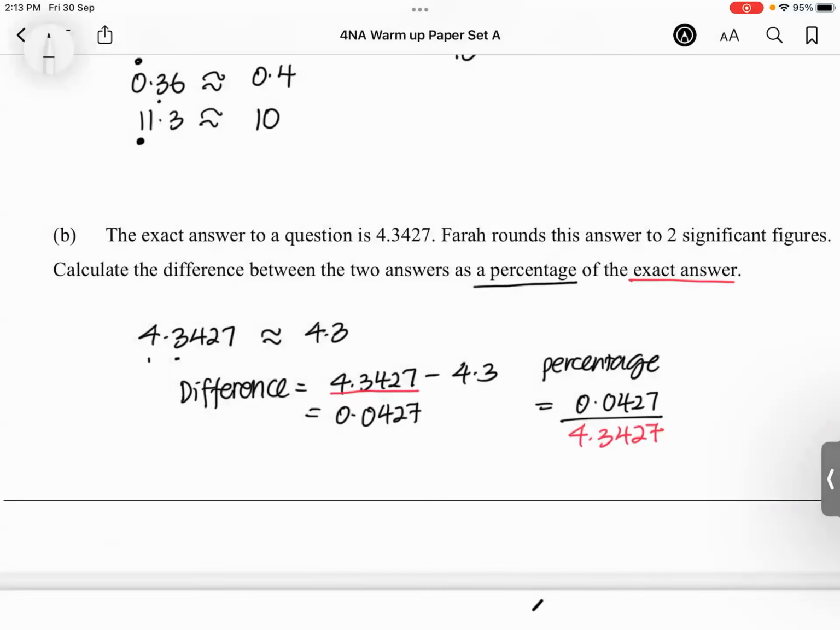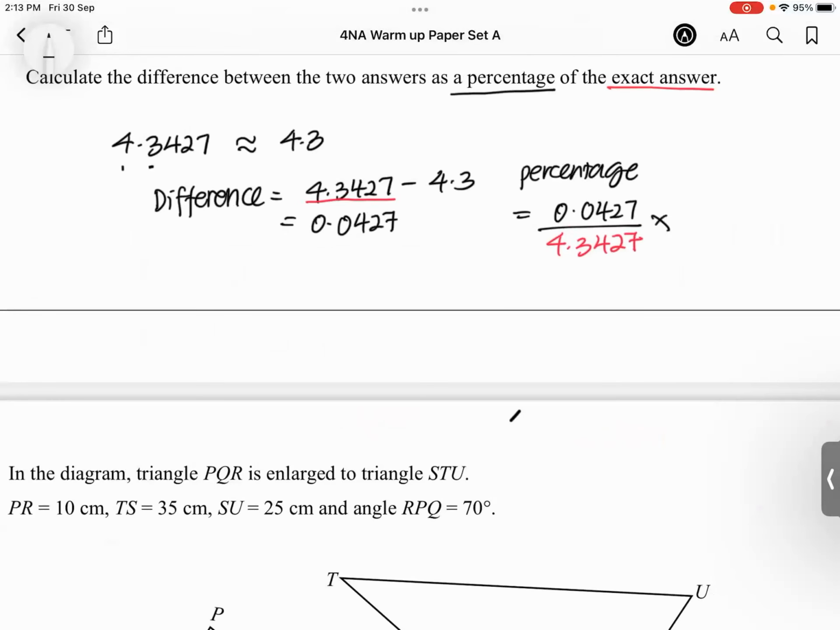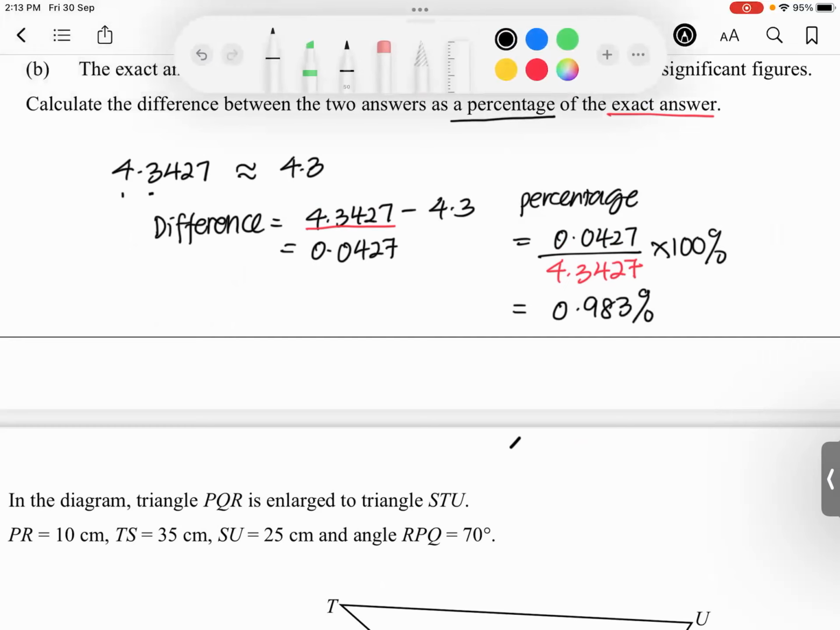So 4.3427, then multiply by 100%. Okay, so remember they say percentage of the exact answer. So please go and calculate the number. So I have this answer over here, slightly different.